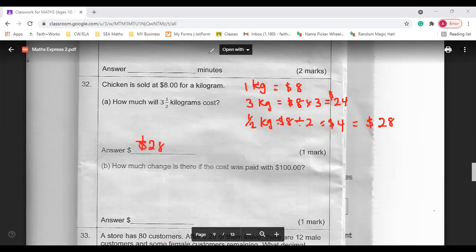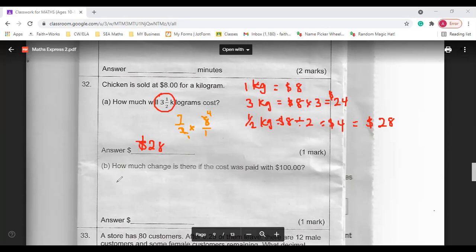Or you can also change this into a mixed number. Right, so 3 multiplied by 2 is 6 plus 1 is 7. 7 over 2 by 8. 2 into 8 is 4, 4 times 7 is 28.